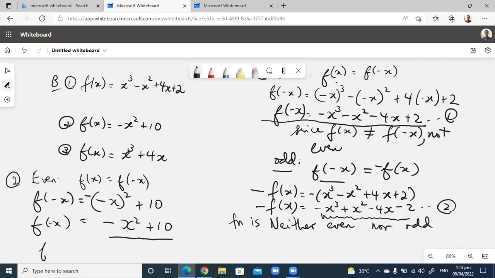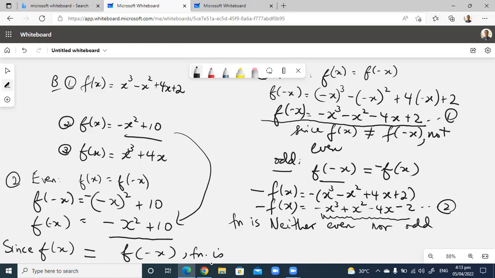And I notice something, I notice f of x is the same thing. Look at it, minus x squared plus 10 is the same thing as f of minus x. Since these two are the same, the function is even. And that's the answer for number 2.